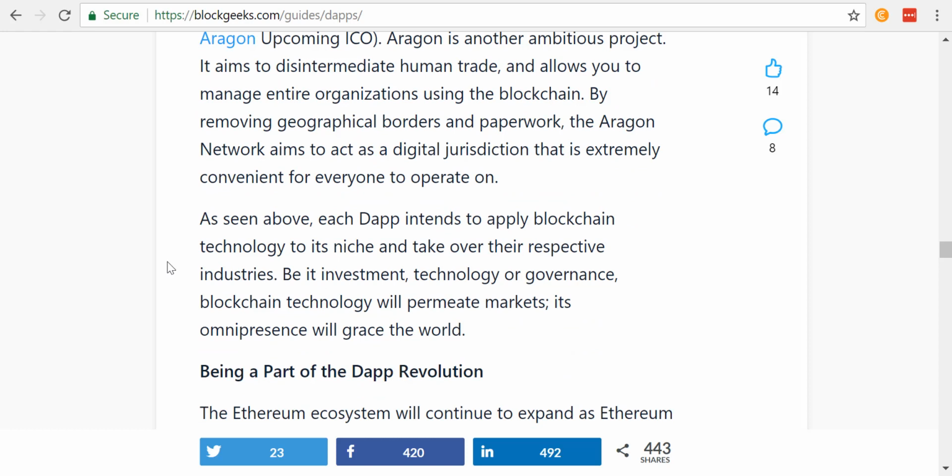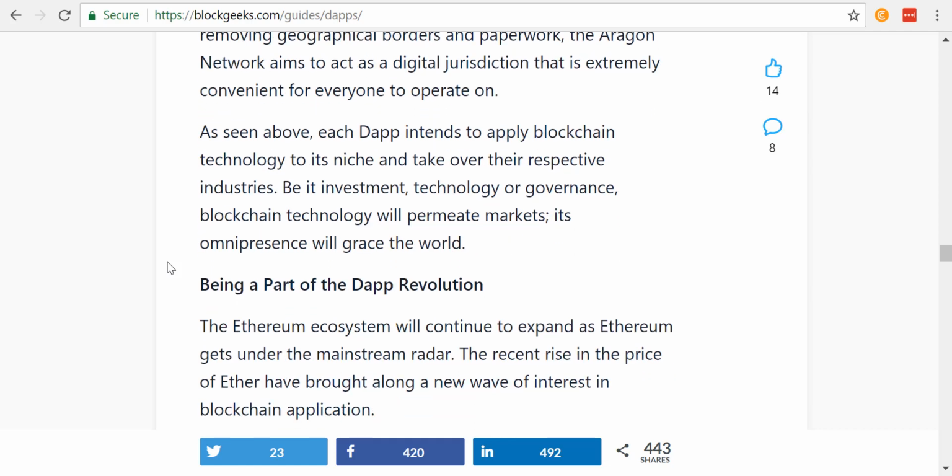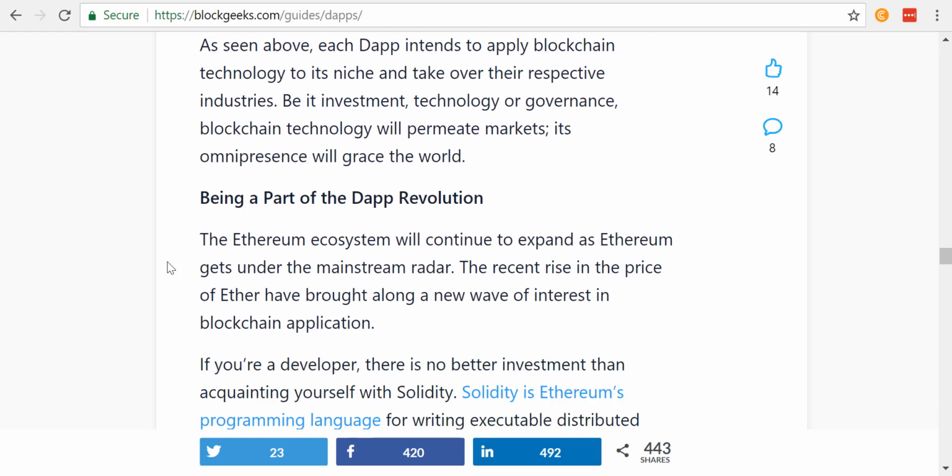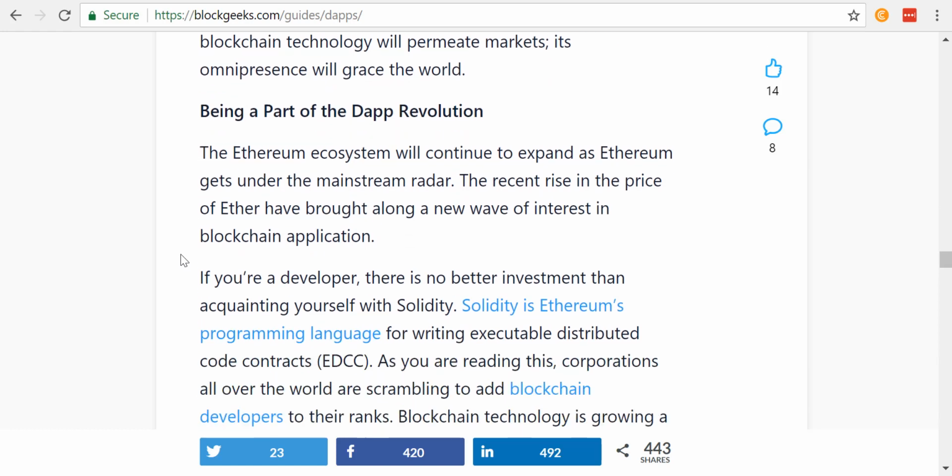As seen above, each dApp intends to apply blockchain technology to its niche and take over their respective industries. Be it investment, technology, or governance, blockchain technology will permeate markets. Its omnipresence will grace the world. Being part of the dApp revolution. Okay, this is important: the Ethereum blockchain will continue to expand as Ethereum gets under the mainstream radar.